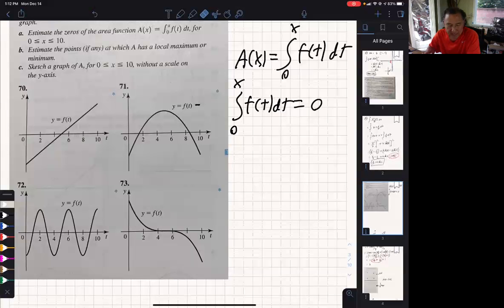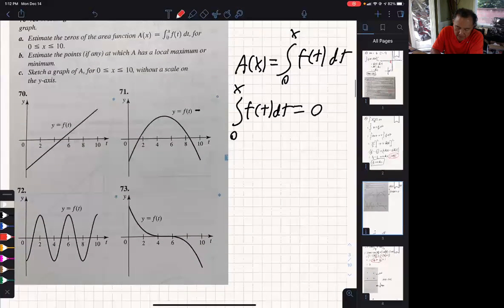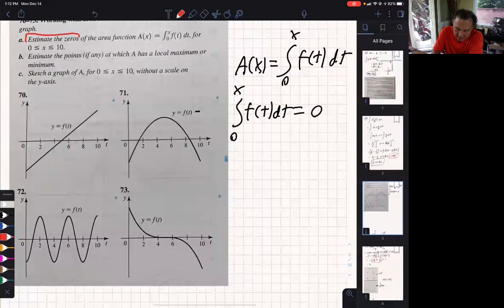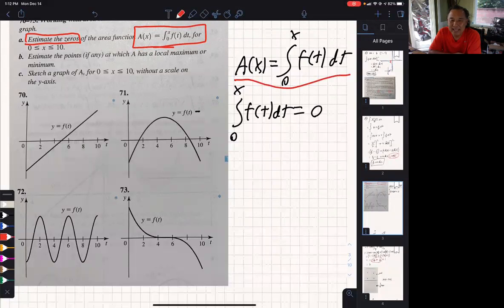5.4, number 73. So they give us a graph of a function and they ask us to do some stuff. First, estimate the zeros of this function here, which I wrote right here. So it's the net area function starting at 0. All right. So the integral from 0 to x of your function.